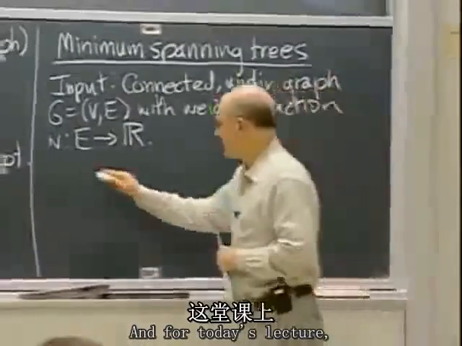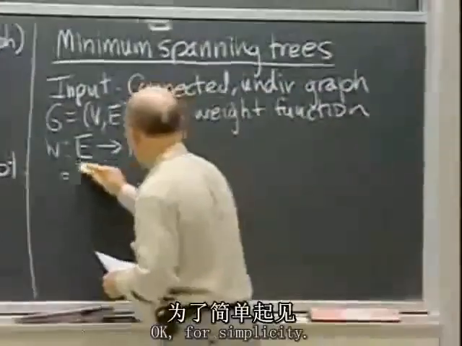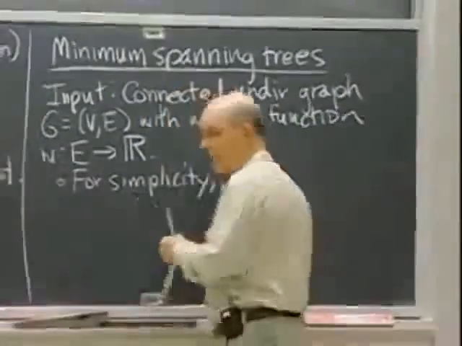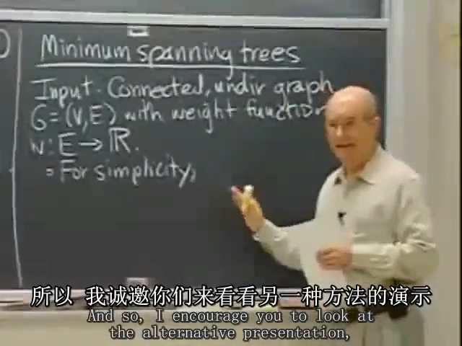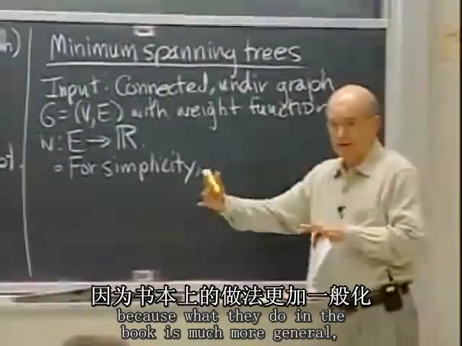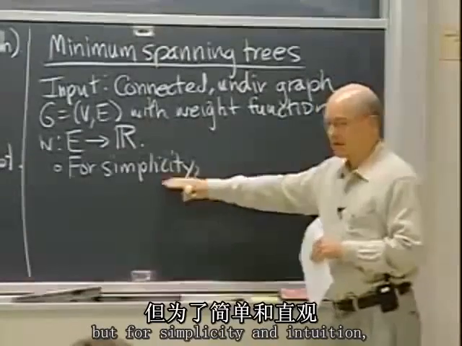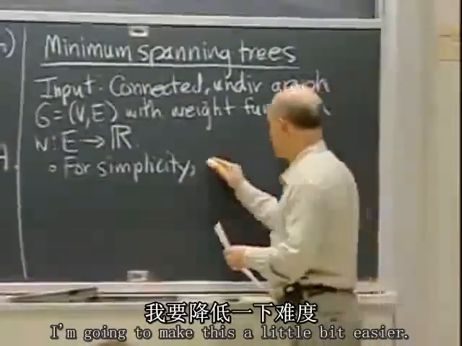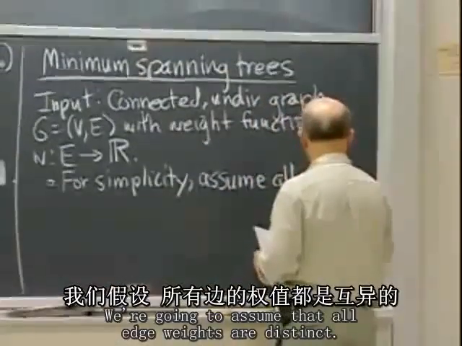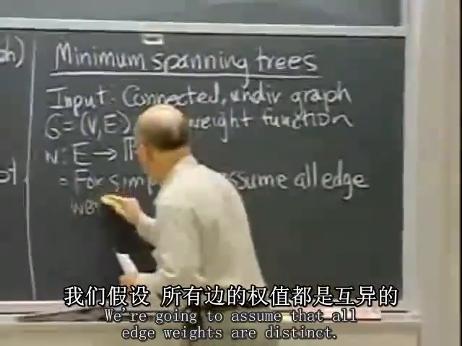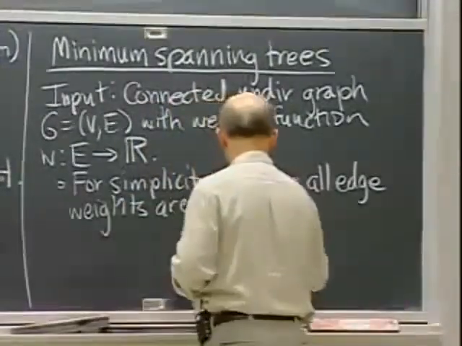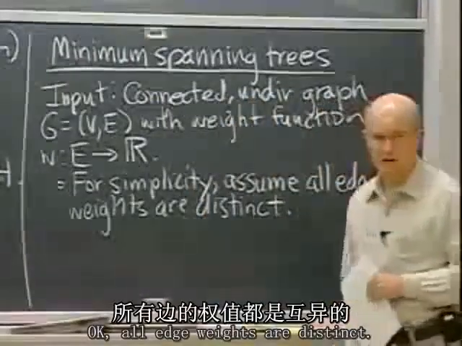And for today's lecture, we're going to make an important assumption, okay, for simplicity. The book does not make this assumption, and so I encourage you to look at the alternative presentation there, because what they do in the book is much more general, okay? But for simplicity and intuition, I'm going to make this a little bit easier. We're going to assume that all edge weights are distinct. Okay? All edge weights are distinct.